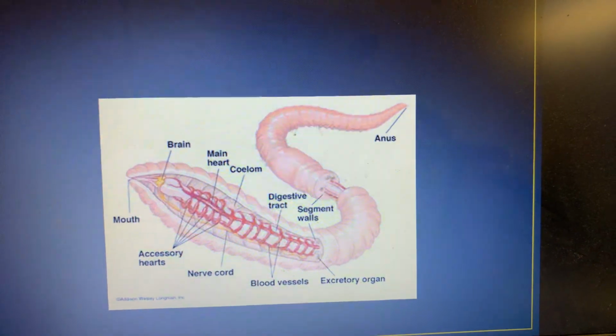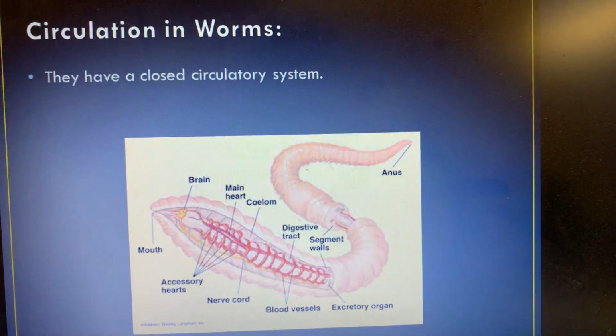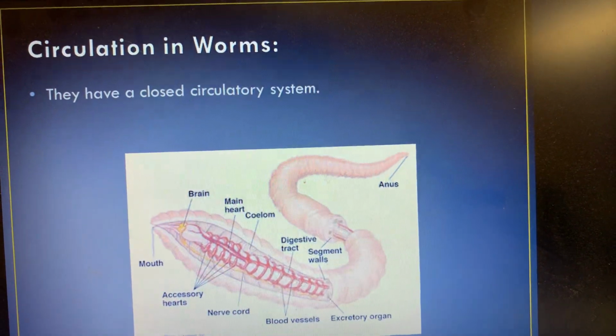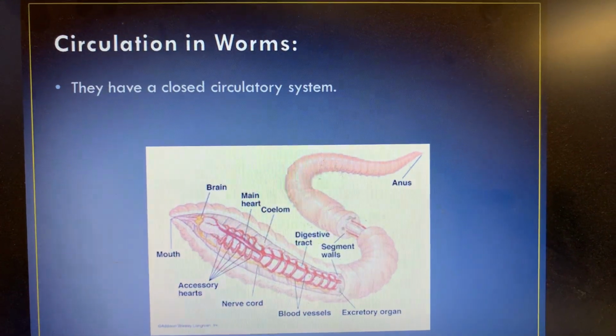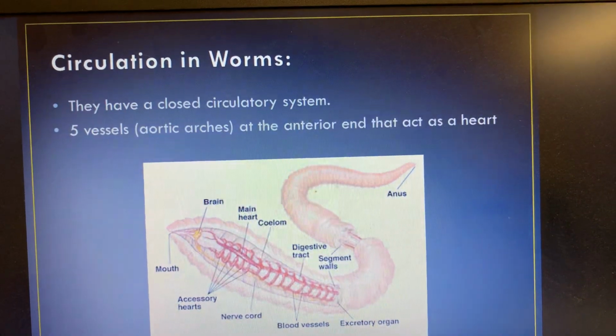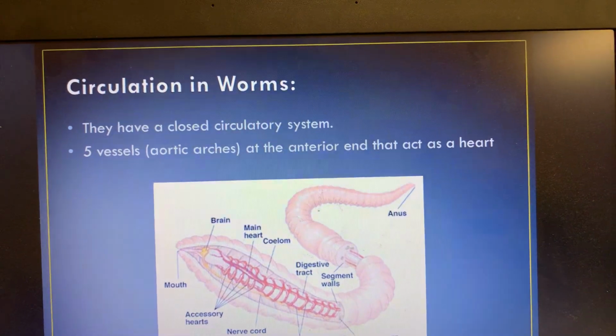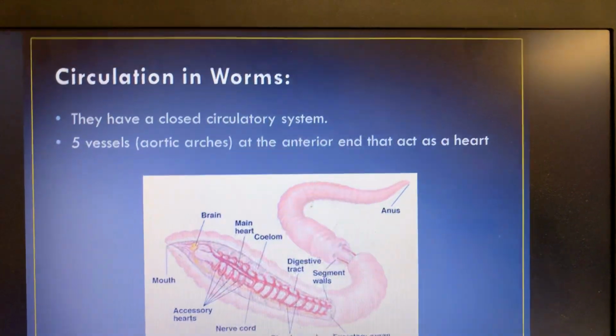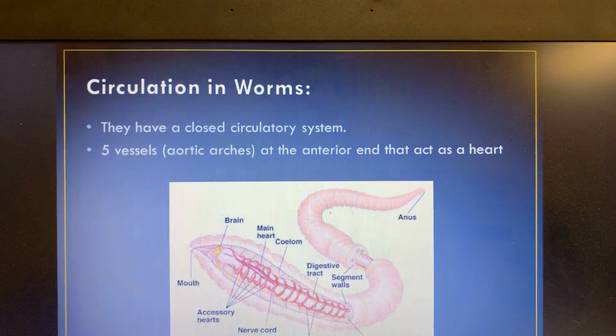They have a closed circulatory system. So closed circulatory system means the blood travels inside of blood vessels. And there's the aortic arches I mentioned a minute ago right here. They act as the heart.